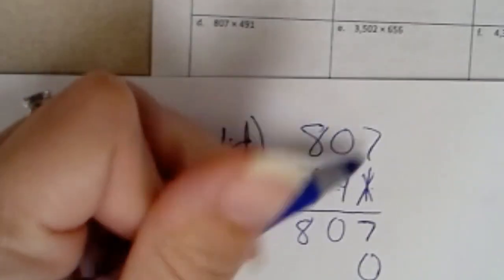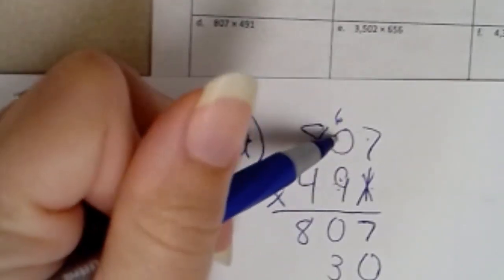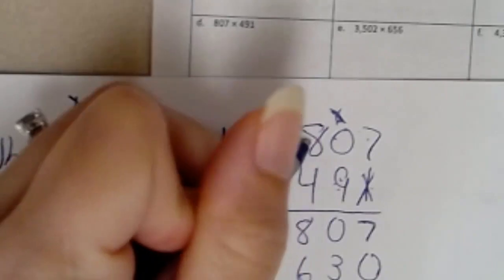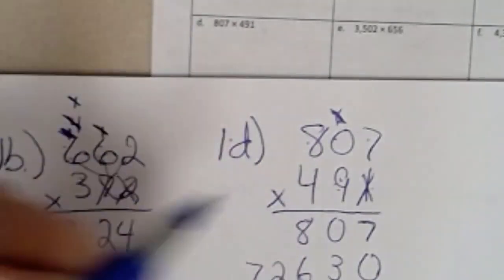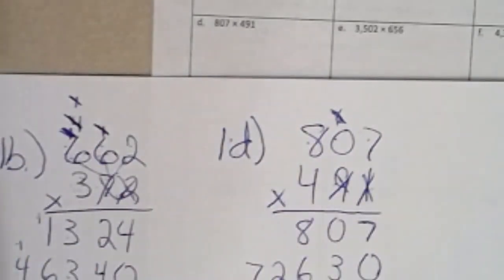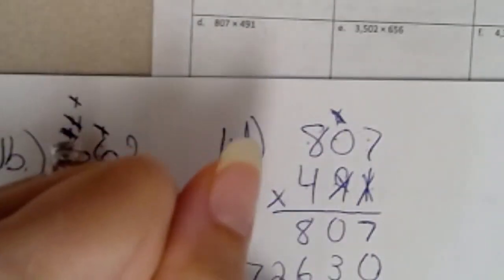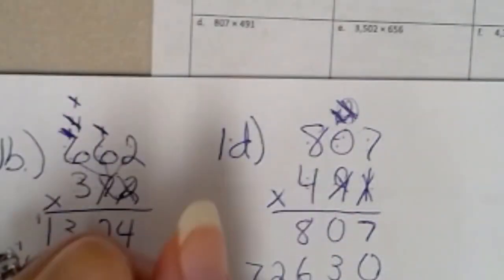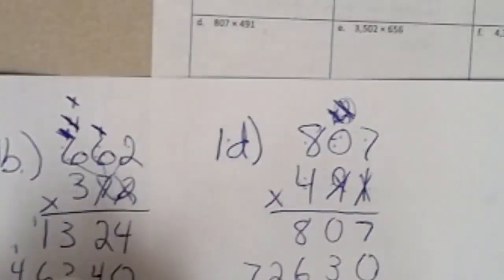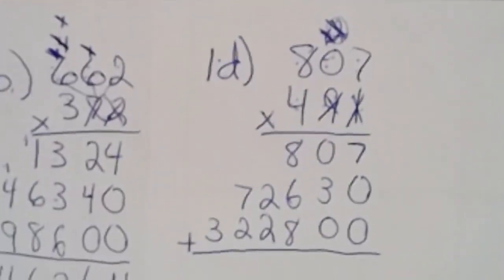9 times 7 is 63. 9 times 0 is 0. Plus 6 more is 6. 9 times 8 is 72. We've done our tens digit, so we're going to our hundreds place. We put 2 zeros. 4 times 7 is 28. 4 times 0 is 0, plus 2 more is 2. And 4 times 8 is 32. Oops, y'all couldn't see all that.